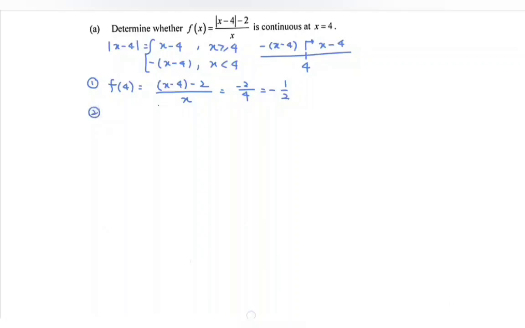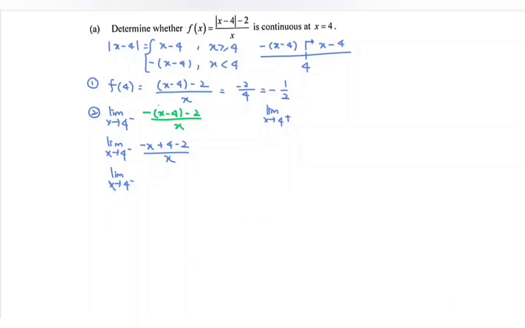Second step is to find the limit when x approaching 4 from the left, and we have another one, the limit when x approaching 4 from the right. So kindly substitute the situation. So based on the situation given, 4 from the left, we will have (-(x - 4) - 2)/x. So rewrite the situation, limit when x approaching 4 from the left. So we will have (-x + 4 - 2)/x.